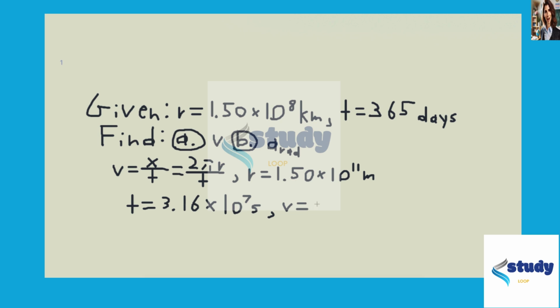So if I do that, I'm going to get 2.99 times 10 to the 4th meters per second. So that's going to be my orbital velocity.